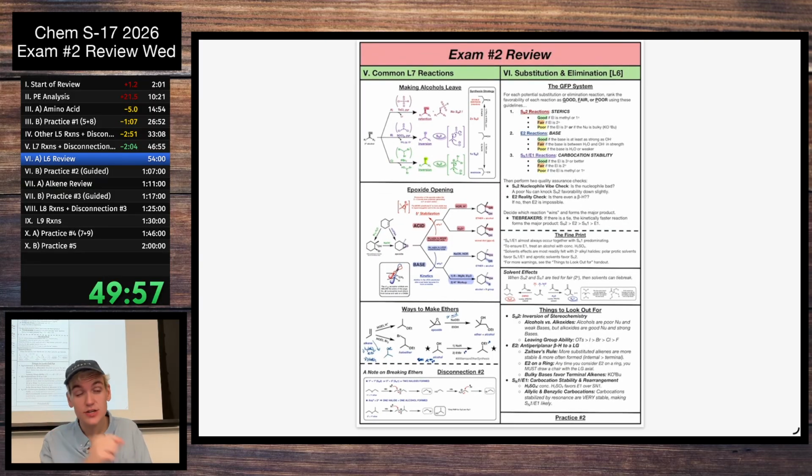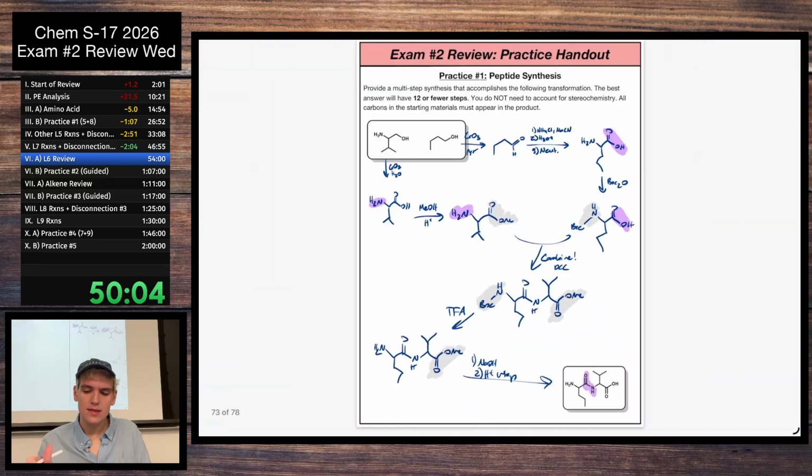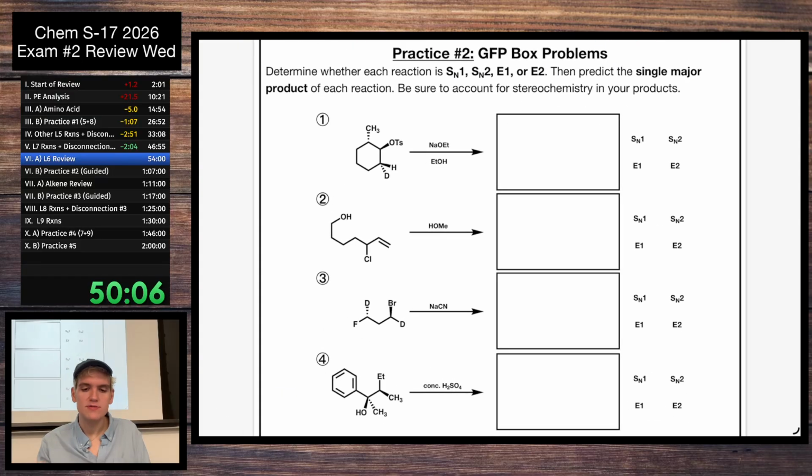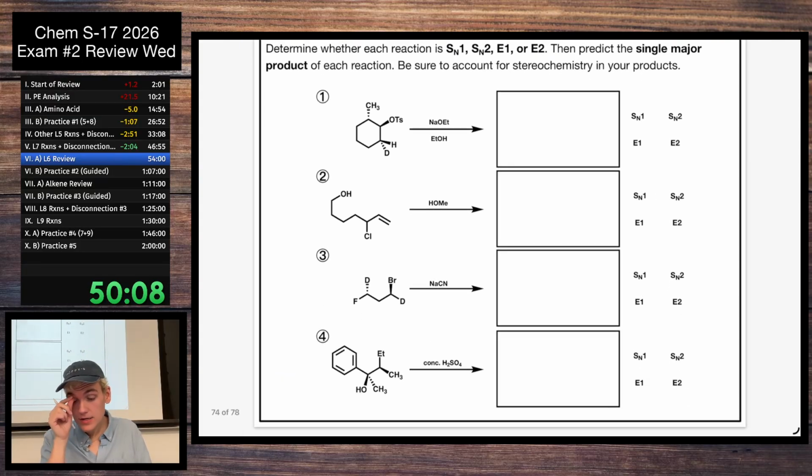So for Practice 2, I've made essentially another first page of an exam. This one only has 4 problems, whereas the first page will have 5. But try out substitution, elimination, GFP things. These are tricky problems. These are exam level problems. So I will give you some time to work.